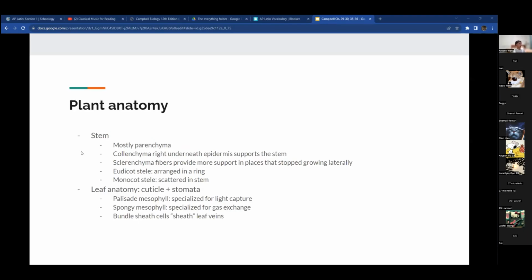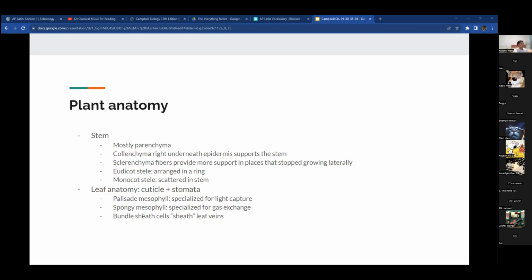Some more about plant anatomy. You have the stem. Parenchyma cells, there's collenchyma tissue beneath the epidermis, and this provides flexible support. Sclerenchyma fibers provide support in places that stop growing laterally. So in regions of the plant that no longer expand, sclerenchyma will provide more rigid support. Eudicot stele is arranged in a ring. Monocot stele is scattered in the stem. So eudicot vascular tissue is arranged in a ring within the stem. Monocot stele is all over the place.